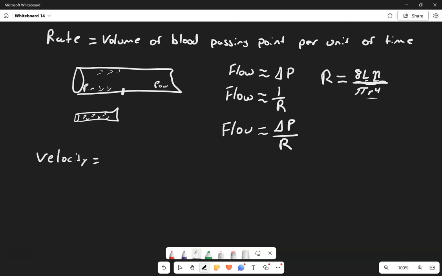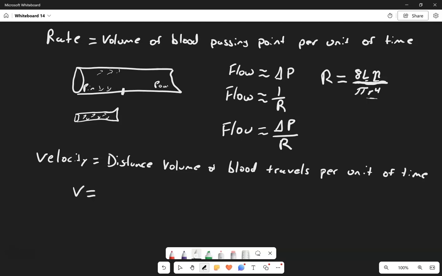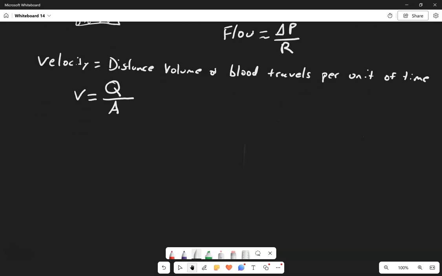The velocity is the distance a given volume of blood travels per unit of time. Okay? And our velocity is determined by the flow rate over the cross-sectional area of what it's flowing through. Okay, so let's look at this a little bit differently.